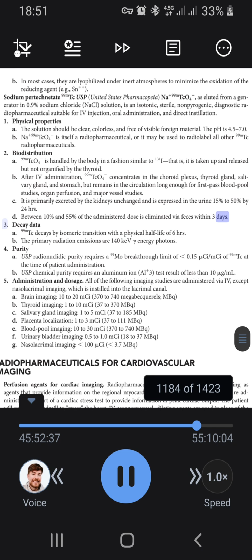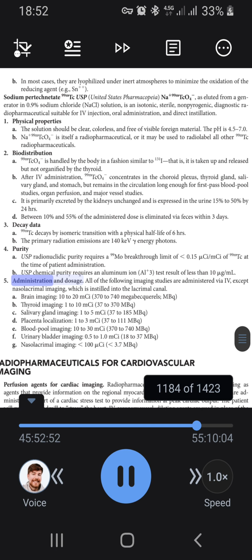3. Decay data. A. 99mTc decays by isomeric transition with a physical half-life of 6 hours. B. The primary radiation emissions are 140 keV energy photons. 4. Purity. A. USP radionuclidic purity requires a 99Mo breakthrough limit of 0.15 µCi of 99Mo per mCi of 99mTc at the time of patient administration. B. USP chemical purity requires an aluminum ion, Al3+, test result of less than 10 µg/mL.